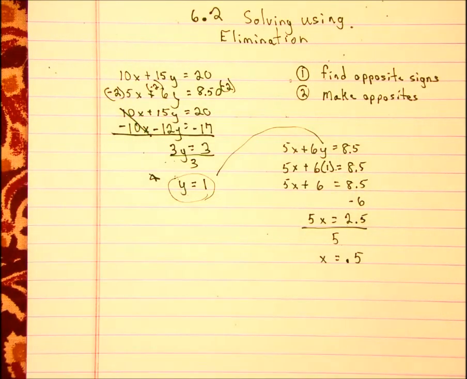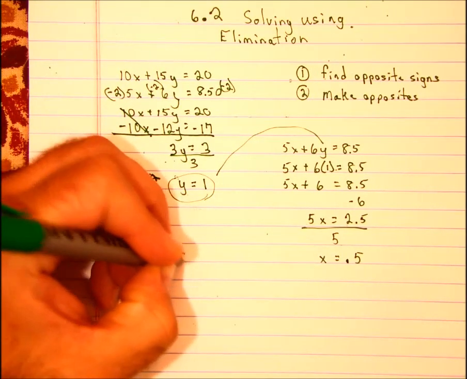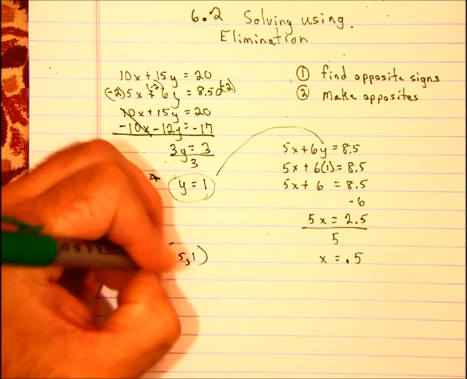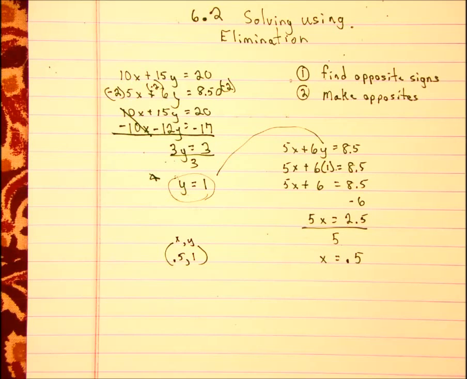0.5. So now I know my point of intersection is (0.5, 1). The x being here, your y being here. Okay, because it's an ordered pair.